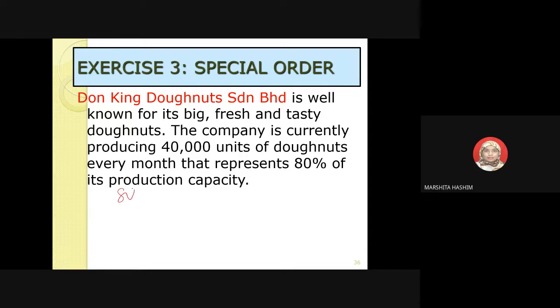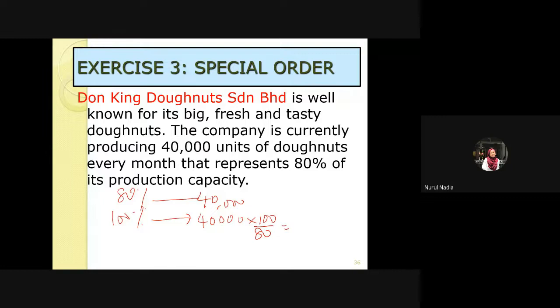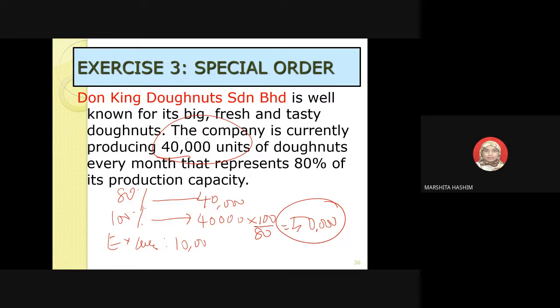Okay, if 80% is equivalent to 40,000, if 100%, how many units can we actually produce? 40,000 multiplied by 100 divided by 80. So how many? 50,000. Very good, 50,000. So now we produce 40,000 units, maximum capacity 50,000. That means we still have excess capacity to produce 10,000 units.